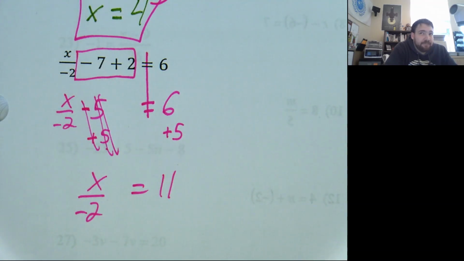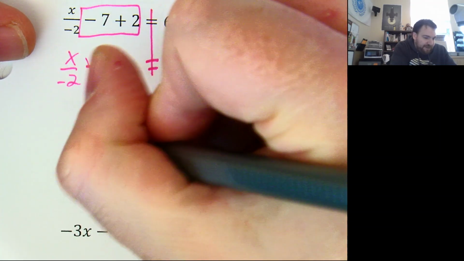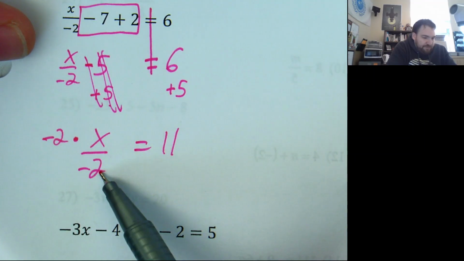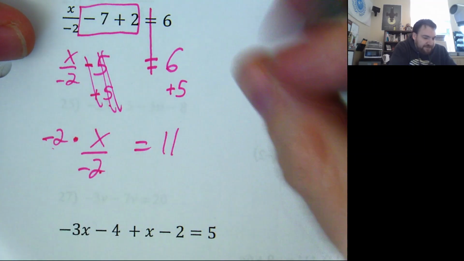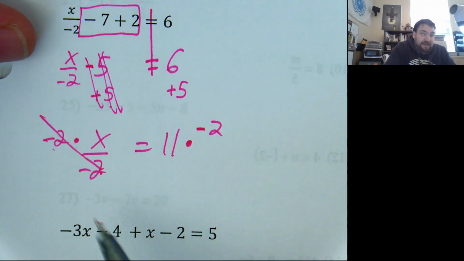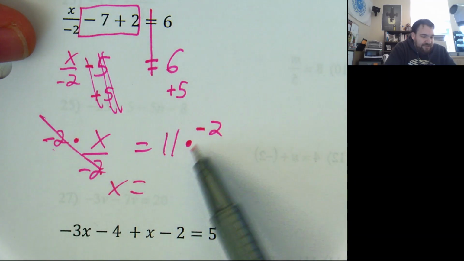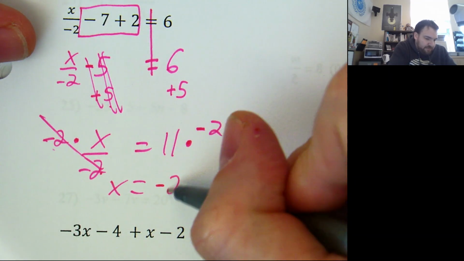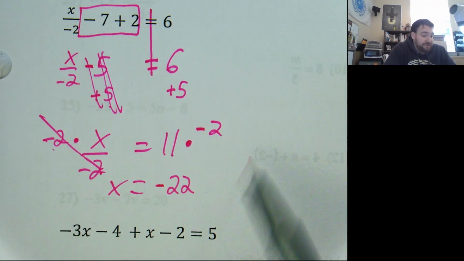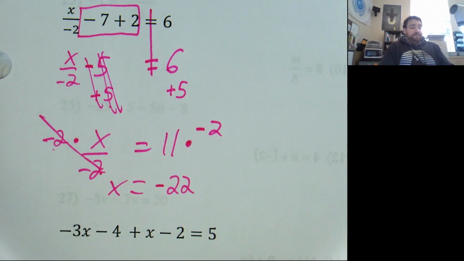Last step. Because we're dividing by -2, to undo that, we're going to multiply by -2, and whatever you do to one side, you got to do to the other. Multiplying and dividing by -2 cancels them out. 11 times -2. And you're welcome to use your calculator for some of these simple things if you need to. But 11 times -2 is -22. Cool.